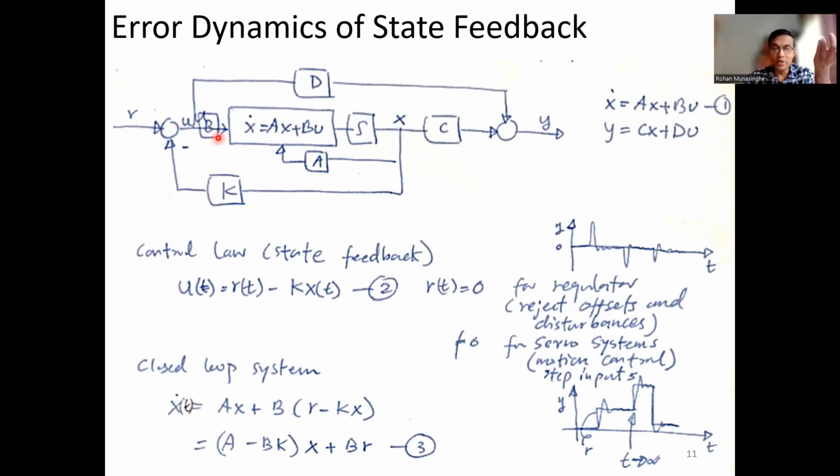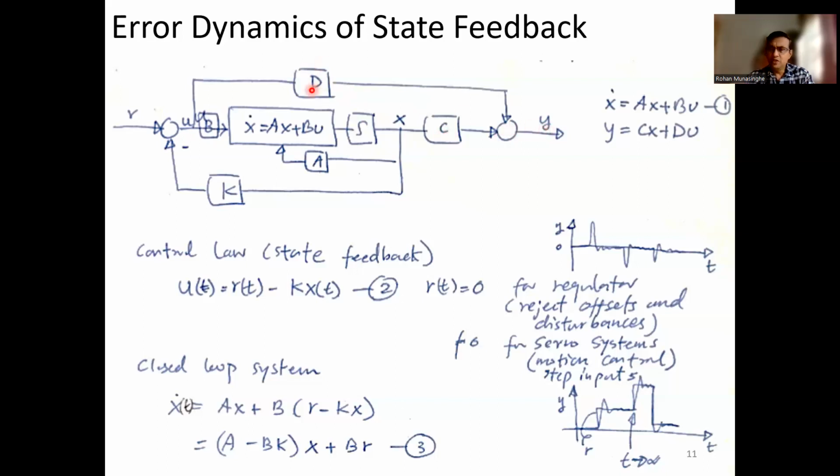U multiplied by b, and it produces the second term here, bu, right? This is the first term on the right hand side. This is the second term on the right hand side. When you add them together, you get x dot. All right. So x dot, when you integrate, becomes x, right? And then when you send it through c, you produce y.